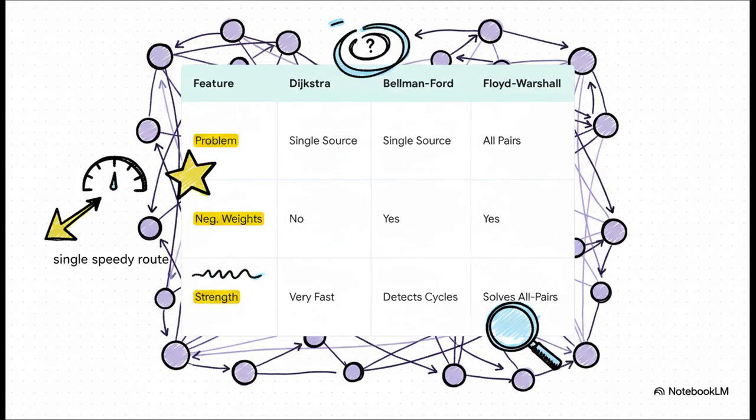And this table just makes it crystal clear. If you just need the fastest routes from one single starting point and you have no negative weights, Dijkstra's your guy. Super fast specialist. If you still have one starting point but you've got those tricky negative weights, you call in Bellman-Ford. But when you need the complete picture, the whole map, all routes between all points, well then Floyd-Warshall is the only detective for that job.